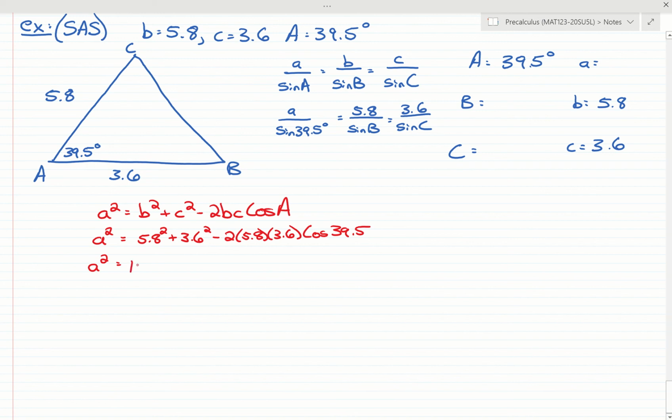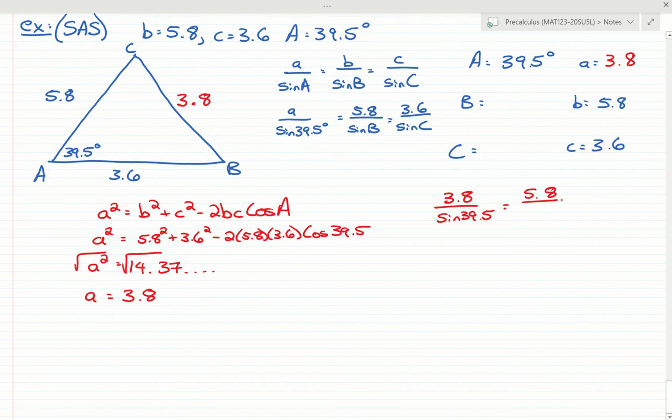This comes out to 14.37 whatever. Let's figure out the exact answer by typing into our calculator the square root and then second negative sign. That takes the square root of the exact number we just found, which is 3.8. So now side A is 3.8. Now we do have a full fraction. We could write 3.8 over the sine of 39.5 and set that equal to, well, we could either find angle B or C. It doesn't matter which one. I'm just going to pick B, cross multiply and divide, and let's see what we get.